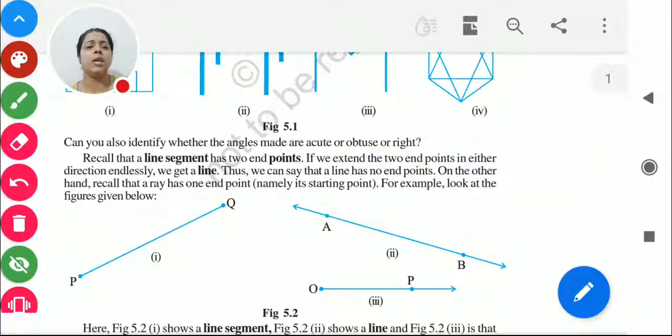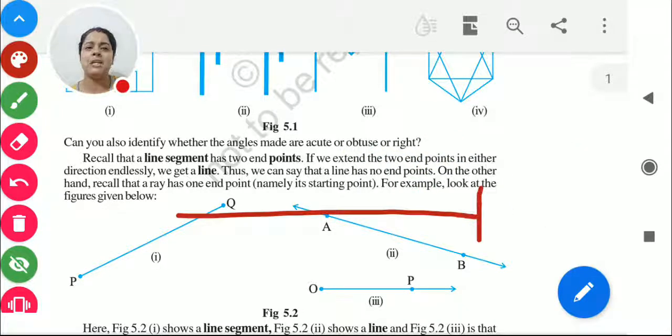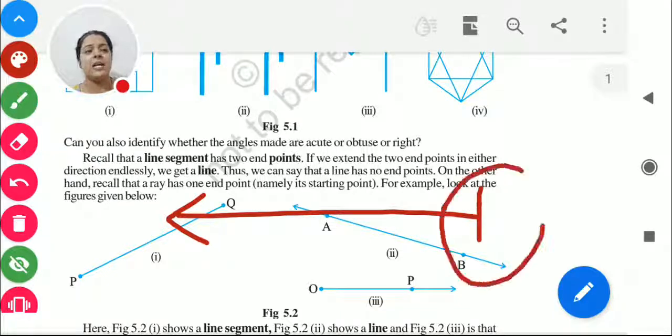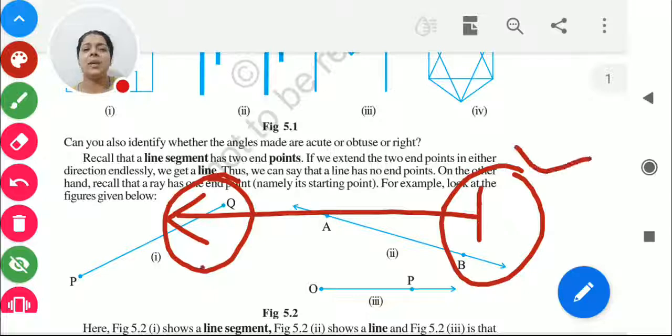If I take you another line which has an endpoint on this side and an arrow on this side, it means it has one endpoint and it moves towards another side. It has one endpoint, and on the other side it can move through. So it can move to either side. So again, it has one starting point and one endpoint.